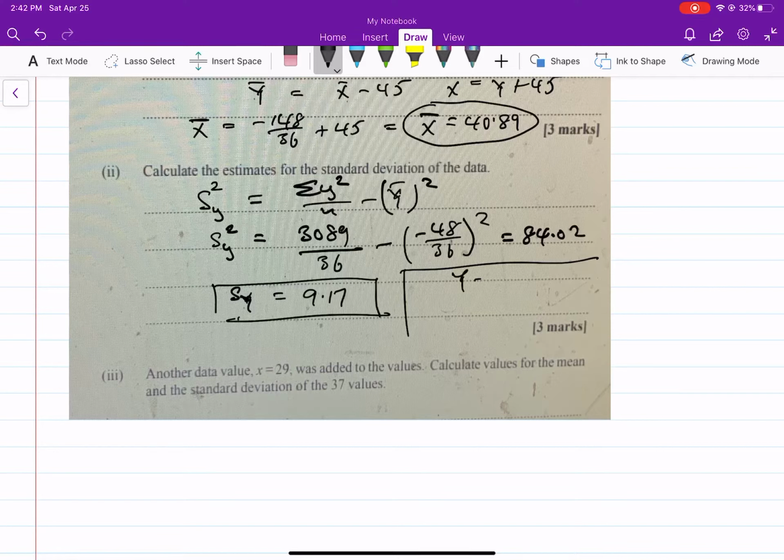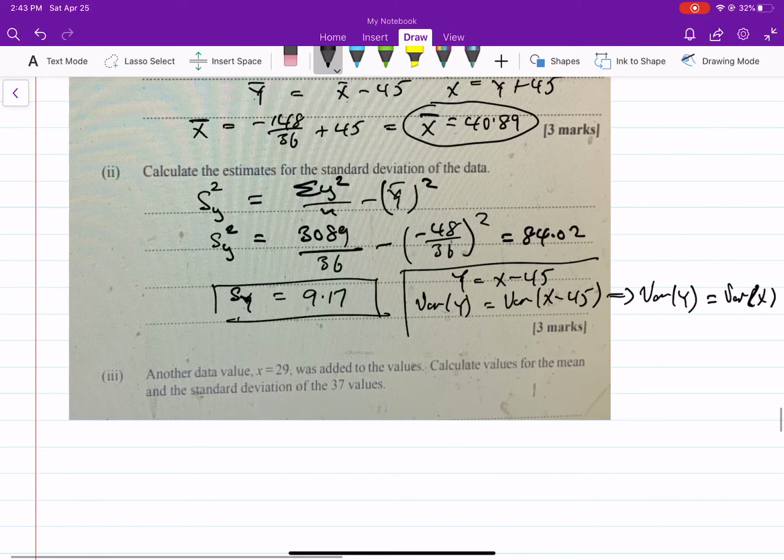We know that Y is equal to X minus 45. And the variance of Y is equal to the variance of X minus 45, which means the variance of Y is equal to the variance of X, because the variance of a constant is 0. So the variance of Y is the same as the variance of X. So Sy squared is equal to Sx squared. If you square root both sides, the standard deviations are the same.